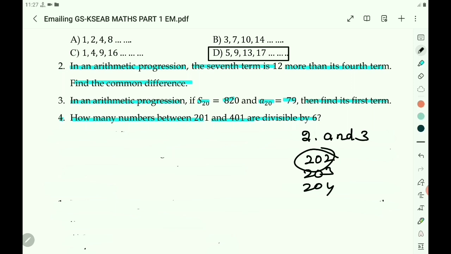202 is divisible by 2 but not by 3, so it is not divisible by 6. 203, here 2 plus 3, 5 is there. It is not divisible by 3. 204, 2 plus 4, 6. It is divisible by 3 and also it is divisible by 2. So the first number divisible by 2 and 3 is 204. So you can conclude the first number after 201 divisible by 6 is 204.